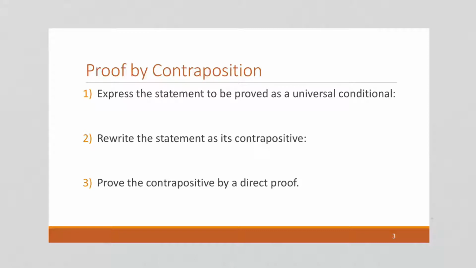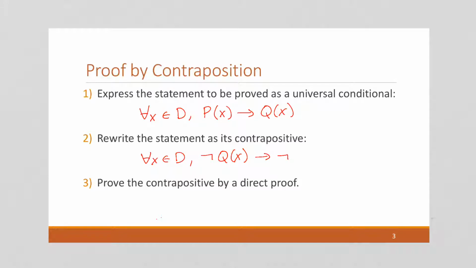To do a proof by contraposition, we're first going to, as always, express the statement as a universal conditional statement. So this is what we're trying to prove true, that for all x in some domain D, P of x implies Q of x. And to do this with a proof by contraposition, we're going to take the contrapositive. So the contrapositive of this is for all x in D, the negation of Q of x implies the negation of P of x.